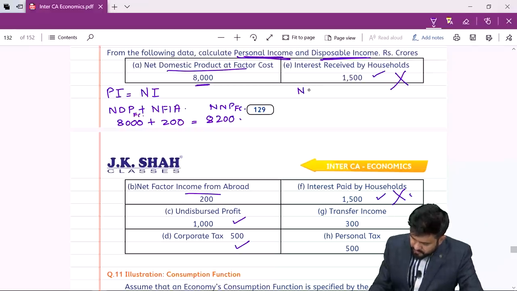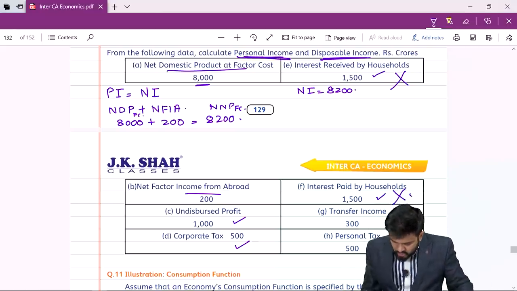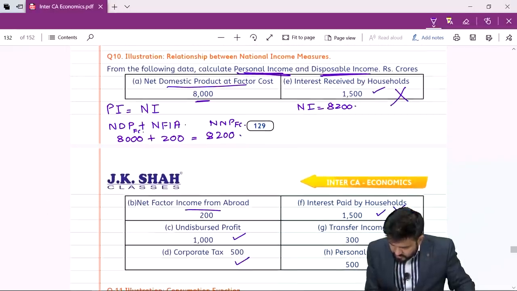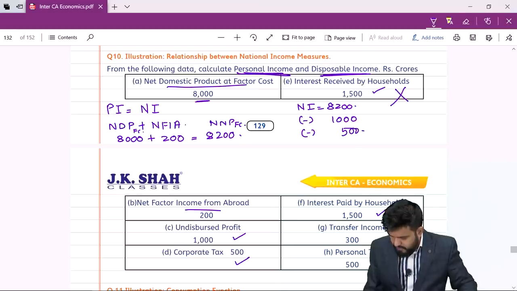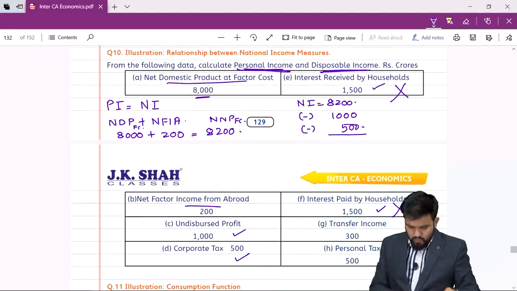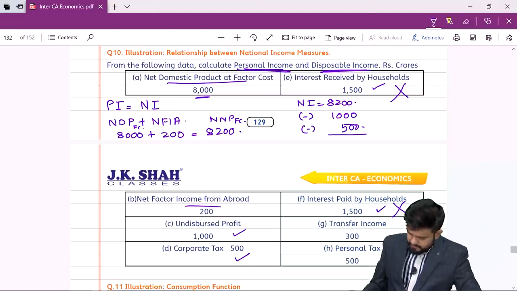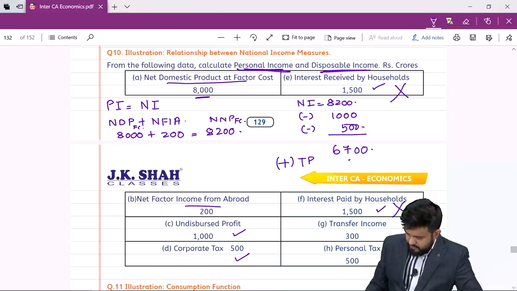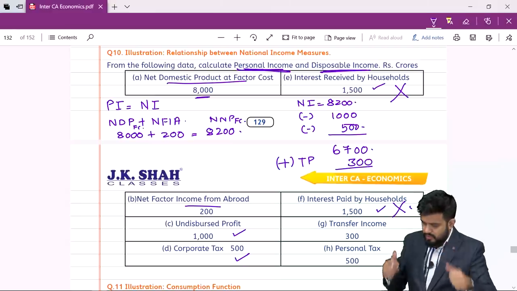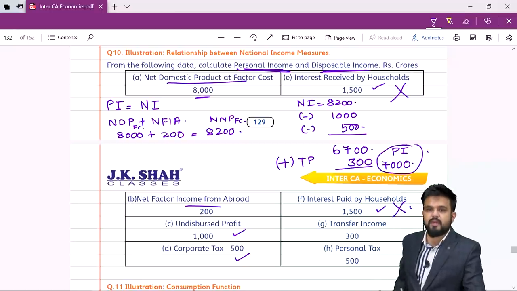And now from national income, 8200, what will you do? We are supposed to calculate personal income. So undistributed profits are not added, minus 1000. Corporate tax not added, remove 500. So that comes to 6700. Add transfer payments, that comes to 300, because transfer payments are income received but not earned, that comes to 7000. 7000 is your personal income.